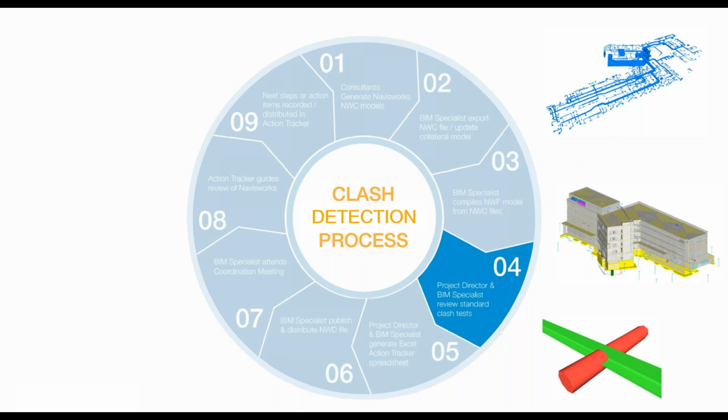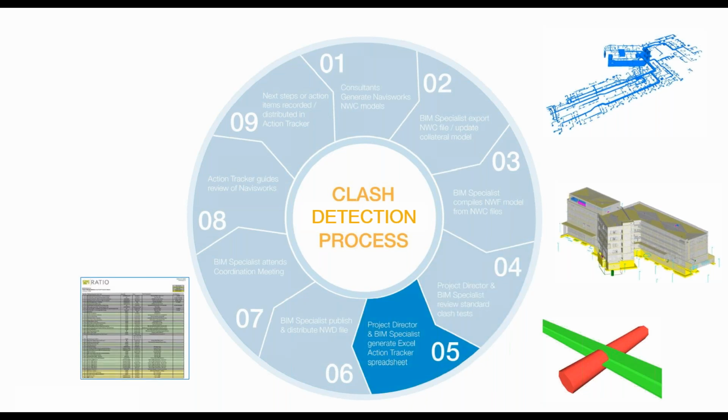Okay. Then the project director and the BIM specialist do a review. So they sit and do a review of the clashes that happen, take a look at who needs to move what. They then create a spreadsheet with all this information that they have on hand.